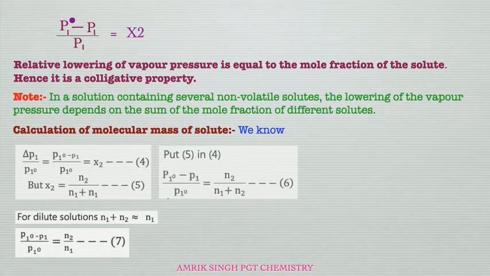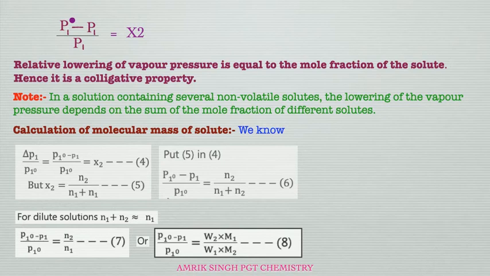After taking this approximation, we have equation number 7, and after putting the values of n2 and n1, we get equation number 8, because n is equal to the weight in grams divided by molar mass. n2 will be W2 upon M2 and n1 will be W1 upon M1. Putting these values, we get equation number 8. Hence, we can calculate the molar mass of solute very easily. That is, M2 can be calculated by applying equation 8.